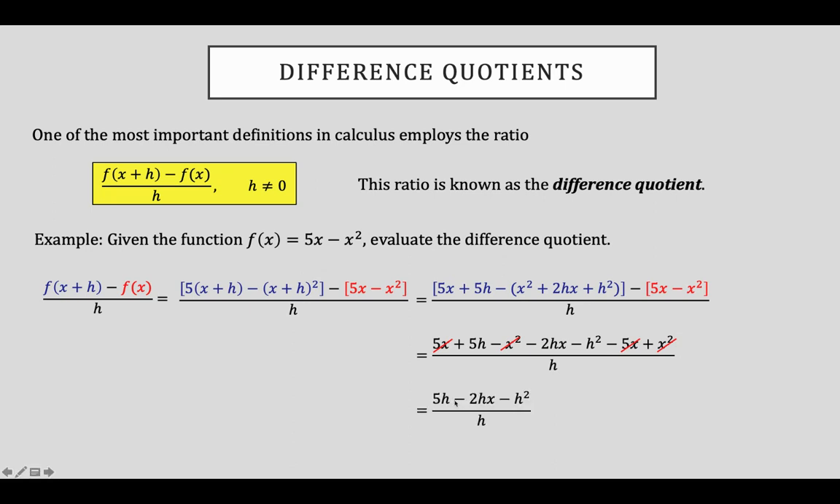That leaves us with 5h minus 2hx minus h squared, divided by h. Finally, we recognize that we have an h that is common to all of our terms in the numerator. We can divide out an h from every single term in the numerator using the distributive property of division, leaving us with our final answer of 5 minus 2x minus h. There we have our simplified difference quotient.